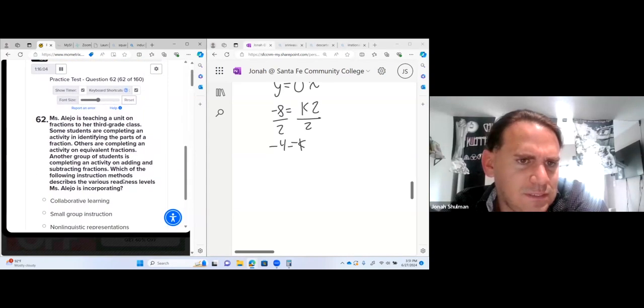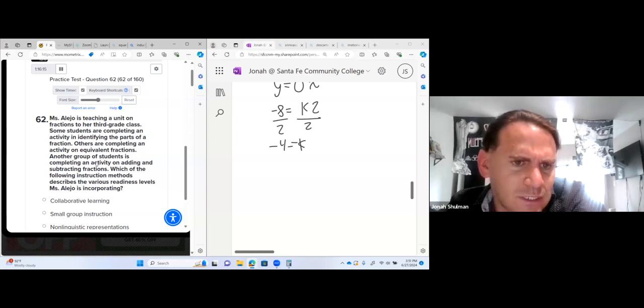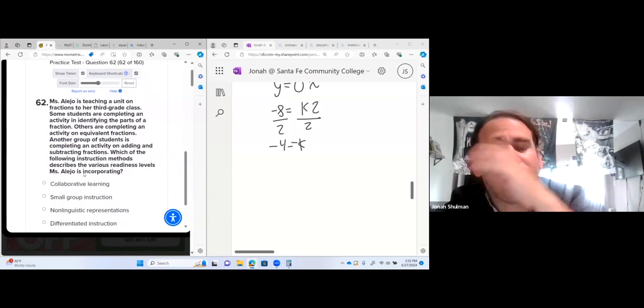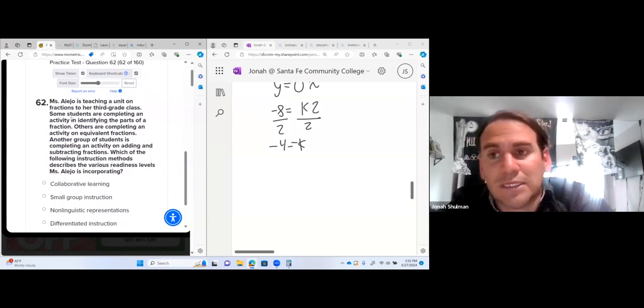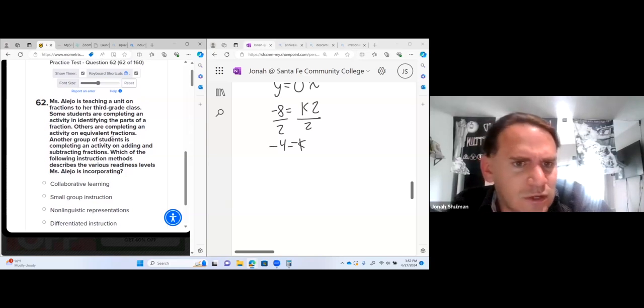All right, so Miss Alejo is teaching a unit of fractions. Some students are completing an activity in identifying the parts of a fraction, so numerators, denominators. Another group of students is completing an activity on adding and subtracting. Which of the following methods of instruction is this? Okay, so some students are doing an easier task, just naming the parts, and another group is moved a little bit further. So this is not small group.